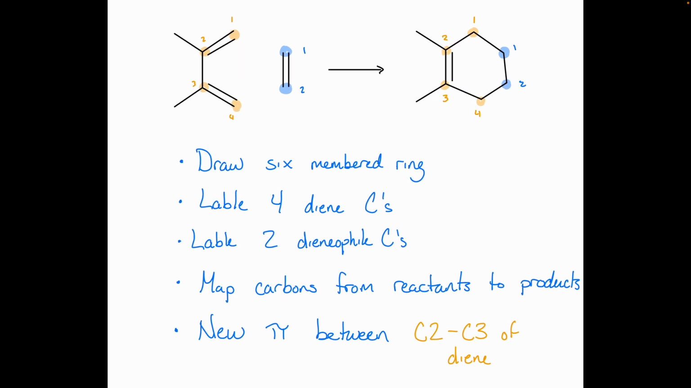Okay, so we're always going to get these 6-membered rings as our products. All right, the easiest way to do this is to just start by drawing a 6-membered ring and then mapping stuff from the left-hand side to the right-hand side, from reactants to products.